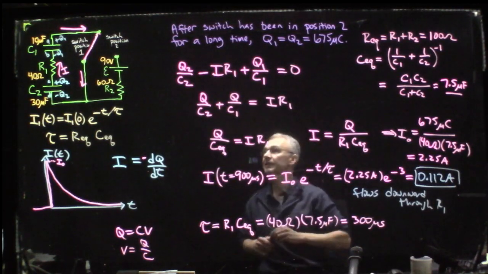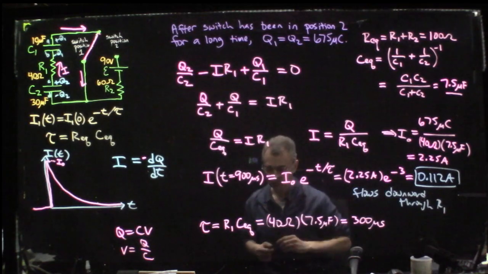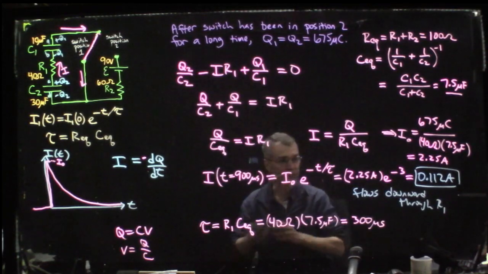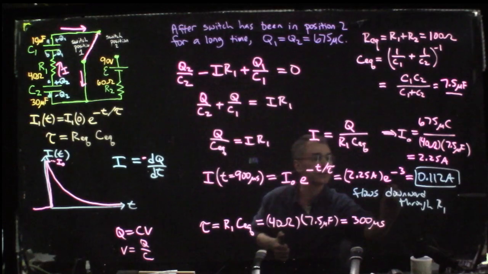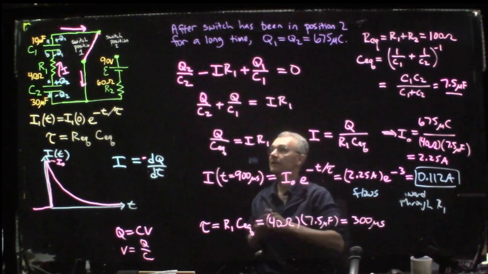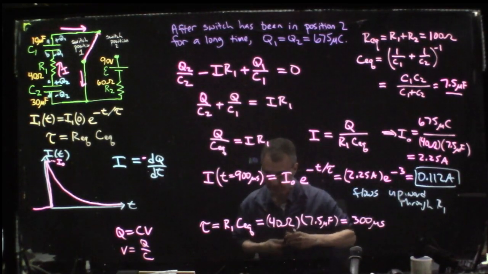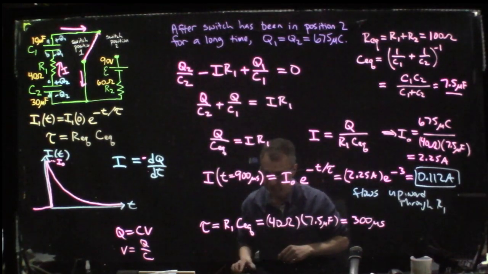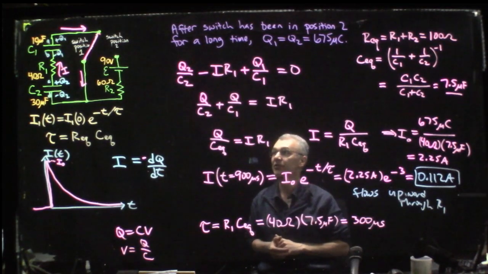It flows upward through R1. That's funny. In my solution, I wrote downward. I guess I have to fix that. It flows upward. It flows the opposite way, right? It flows in the way that it discharges the capacitors. So it's flowing upward through R1. Okay.